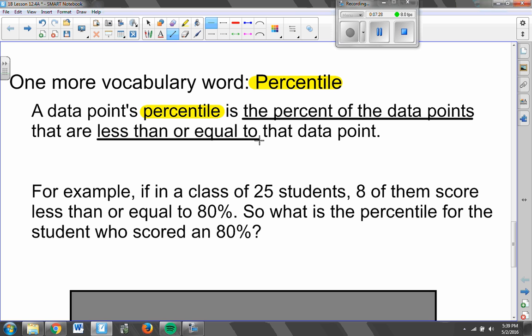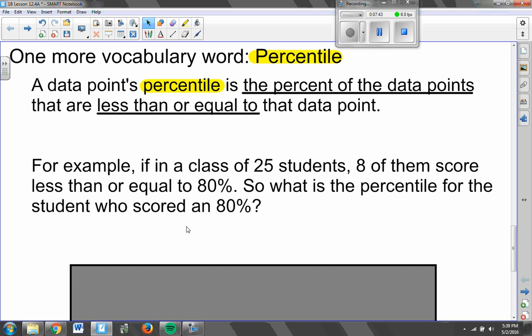So we'll talk about an individual data point's percentile. So let's say, we'll say the percentile of the 5 in this data set, or the percentile of the 12 in this data set. So percentile goes with one specific data point. For example, this is what your homework problems are going to look like on this.